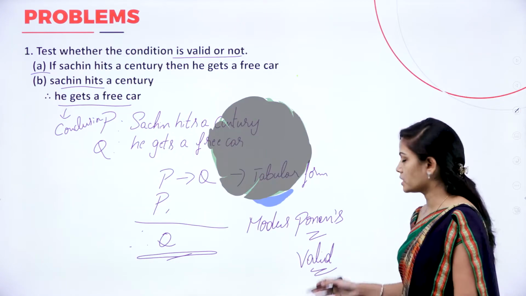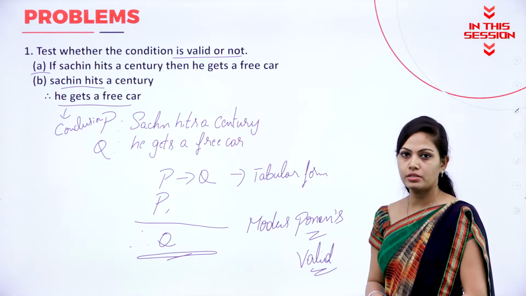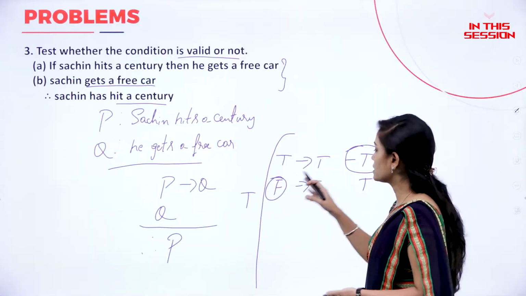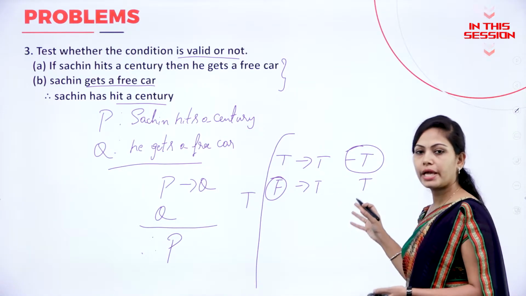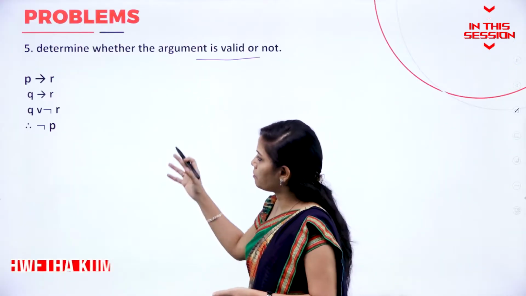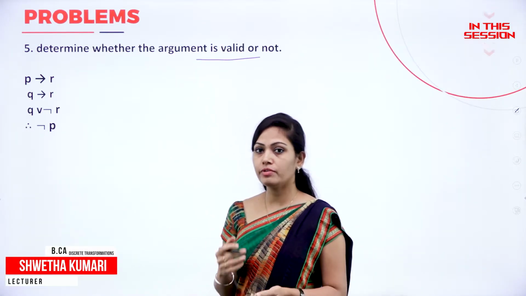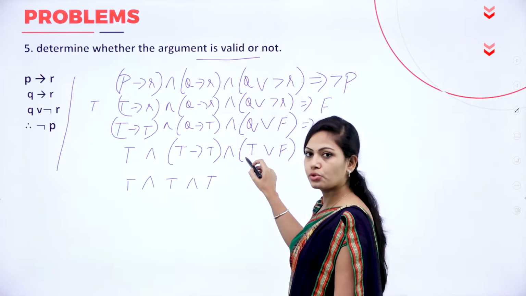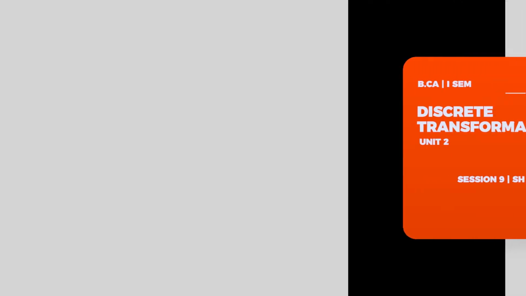So modus ponens is a valid argument. So we have to express these statements with the help of tabular form. False implies true means what? We will get true. They have given the tabular form. We have to find whether it is a valid statement or not. If any one of the statements is true, so we will get true.